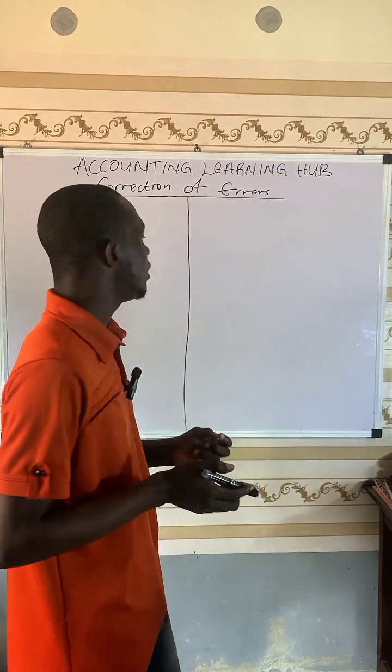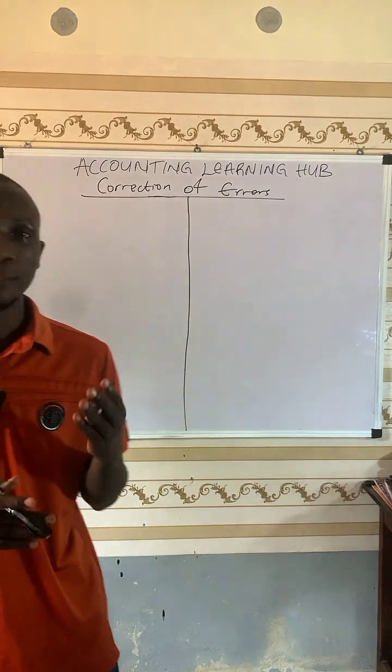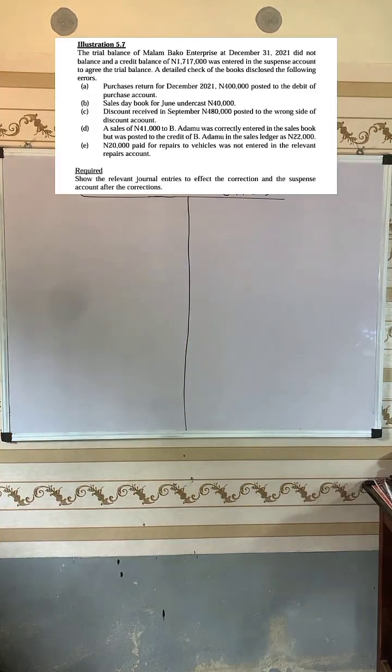So, we'll be solving a particular question today. Please pay attention. The trial balance of Malambako Enterprises at 31st of December 2021 did not balance, and a credit balance of 1,717,000 was entered in the suspense account to agree the trial balance. A detailed check of the books disclosed the following errors. So in this particular question, there is disagreement in the trial balance, and a credit balance of 1,717,000 was entered in the suspense account.